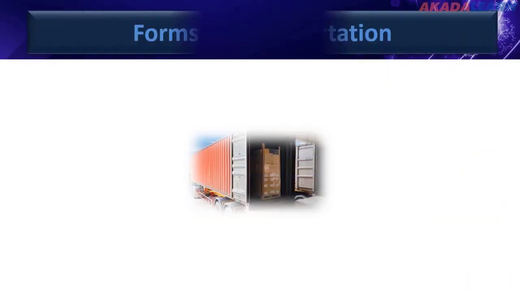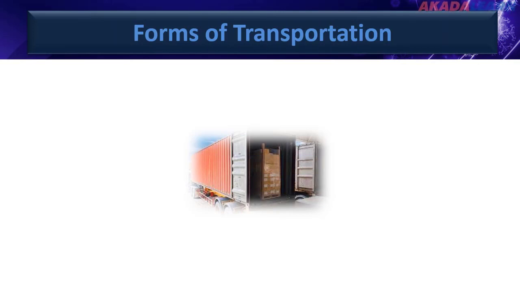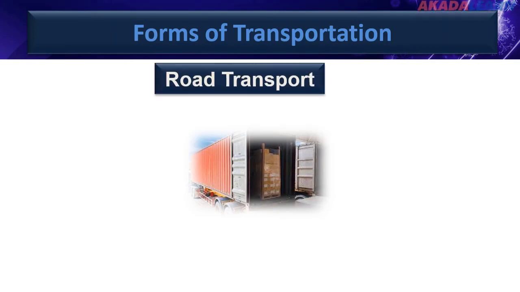Now let's move on to forms of transportation. And we're starting off with road transport. Road transport is a form of transportation which involves the movement of people and goods from one place to another on land. It is made possible by the use of vehicles such as cars, bicycles, motorcycles, etc.